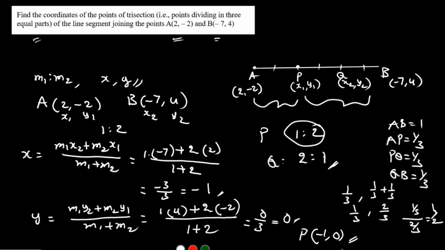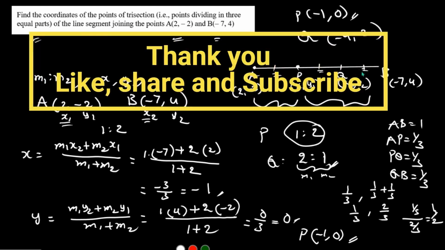So now we know the P point, that is (-1, 0). Similarly, if you want to find the Q point between points A and B, we make m1 to m2 equal to 2 to 1. If you put the same 2 to 1 into this formula, you will get the Q point as (-4, 2). Now we know the P point and Q point. These two points divide this AB line into 3 parts: 1 part, 2 parts and 3 parts.